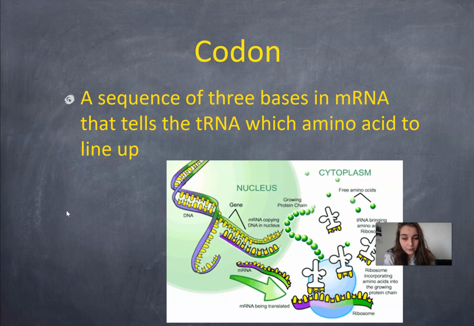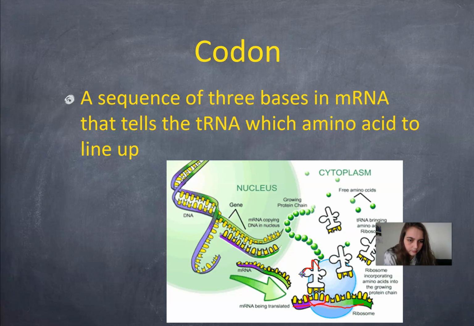So maybe you're wondering, how does the tRNA know which amino acids to get? And that's a great question. And the answer is codons. So codons are just 3 bases of any RNA sequence. So this is mRNA right here. And if you look at 3 of them, the tRNA will also read them.